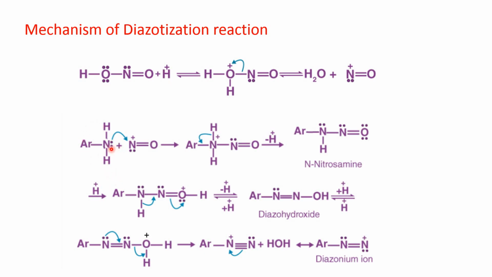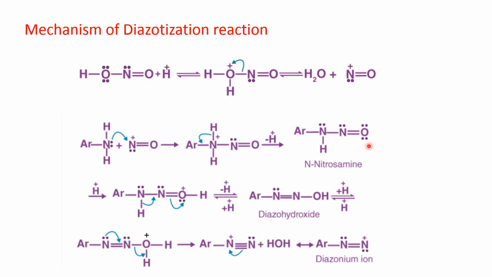Now the lone pair of electrons of the nitrogen atom of the amino group is shifted to this nitrogen. That means the nucleophilic attack takes place through the lone pair of electrons of the nitrogen atom of the amino group. And then what happened? This nitrogen becomes positively charged. So definitely H+ will be removed and you will get this compound, that is N-nitrosamine.